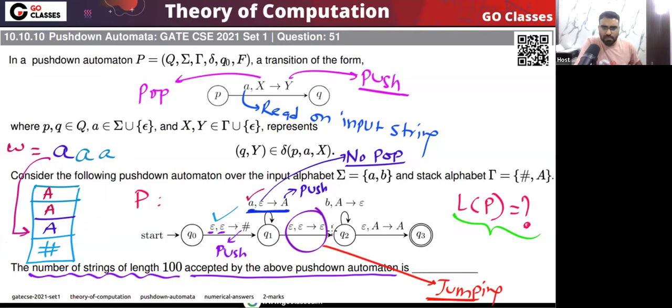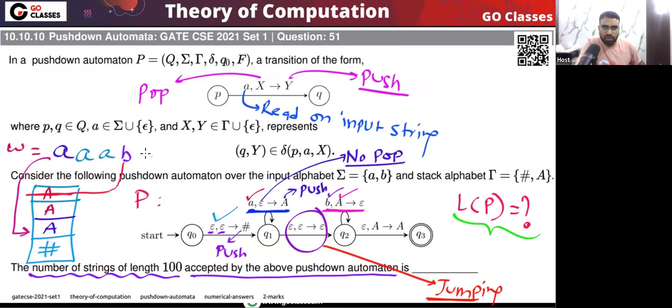Now in the state q2, notice, for every b, if this b comes in the input string, and on top of the stack there is a, then we will pop it. Yes or no? We will pop it. So you can see for every b, one a will be popped. So for this b, you can see this a will be gone. I hope you understood.